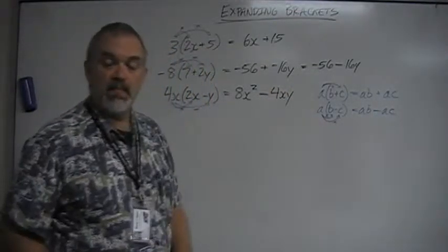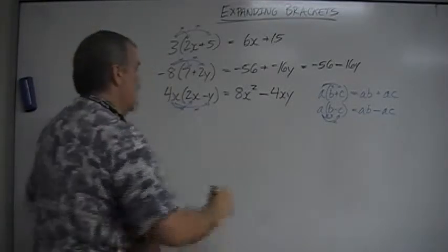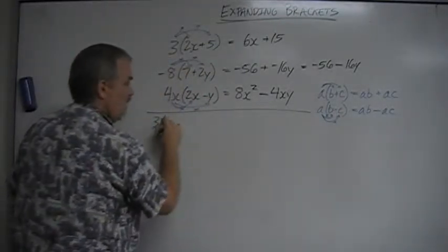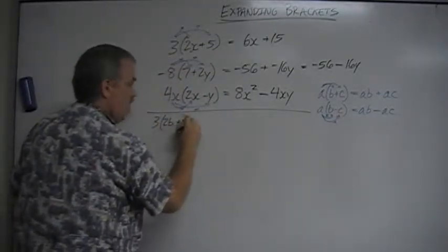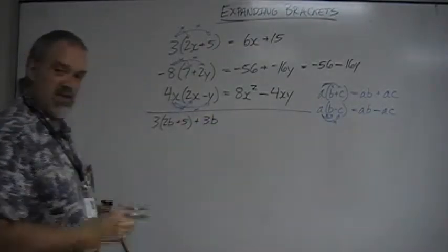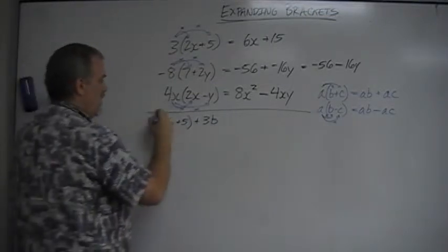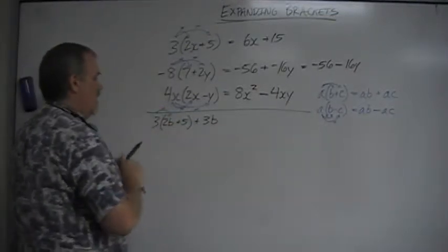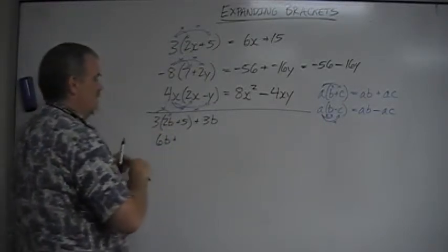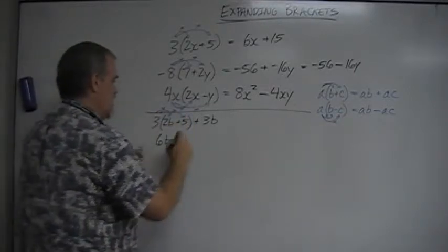We're done. Now, sometimes you have a problem that requires one more step. Let's take, for example, this problem. 3(2b + 5). Now, in this one, I'm going to write it underneath so you can follow it a little bit better. What do we do here? We multiply. We get 3 times 2b is 6b, plus, 3 times 5 is 15.